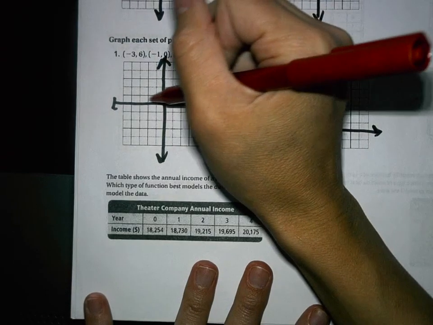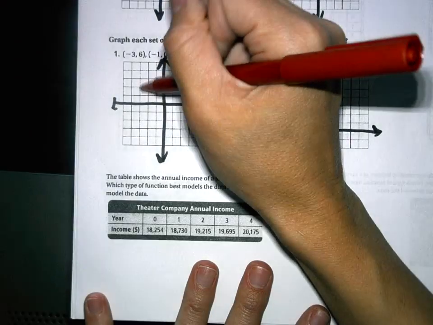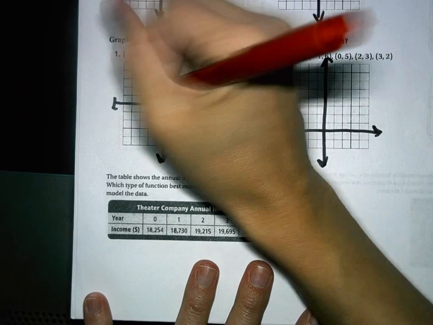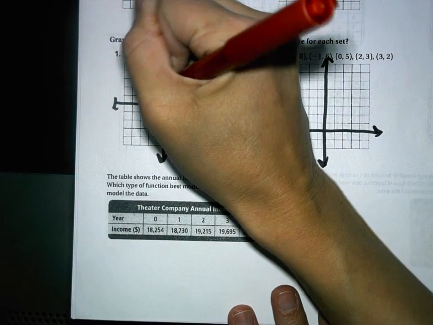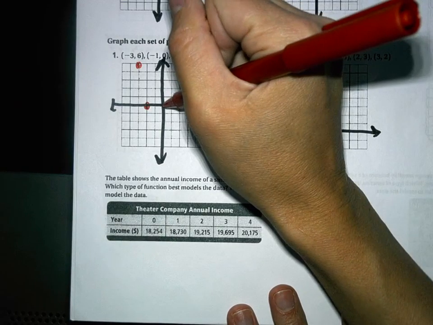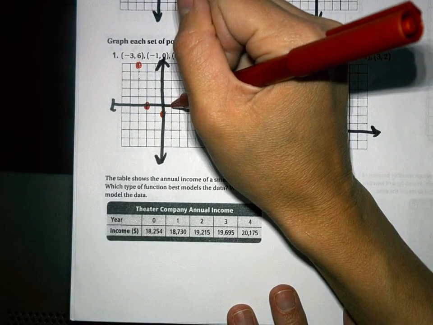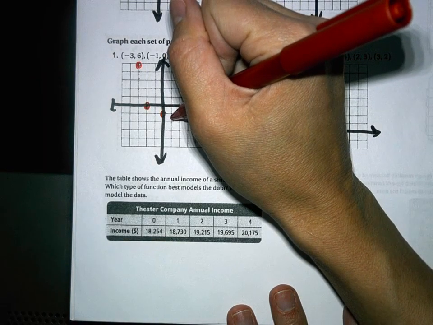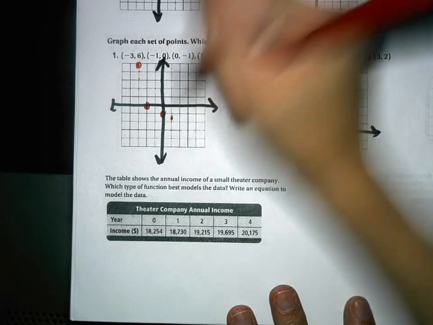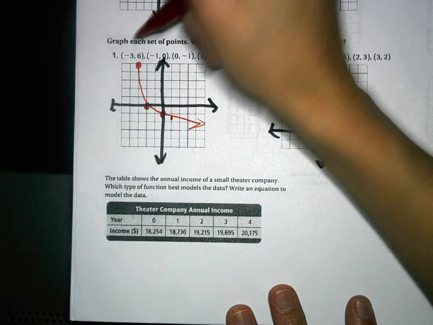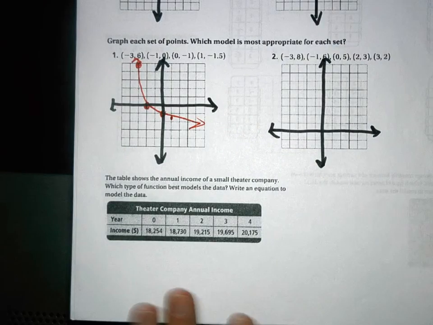Okay, so negative 3 up 6. Good. Negative 1, 0. 0, negative 1. 1, it's negative 1.5. What do you think about this one? Very good. Exponential is correct.